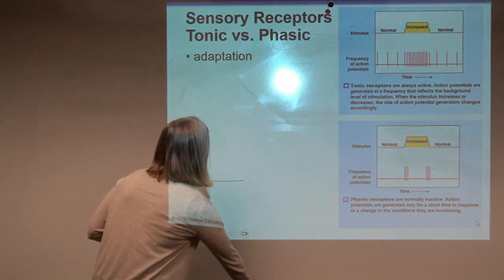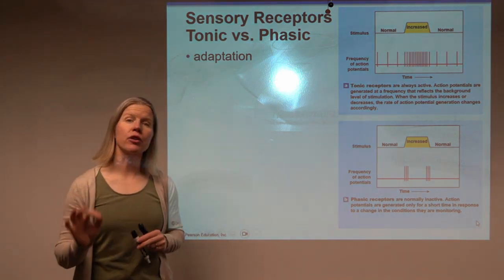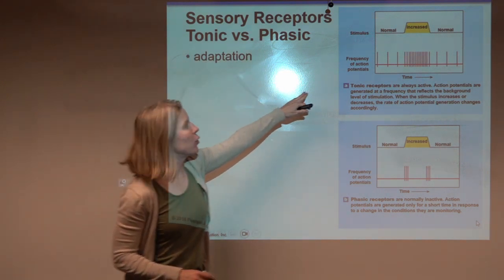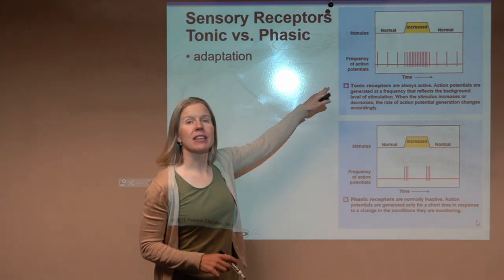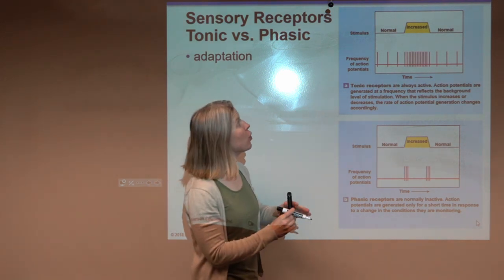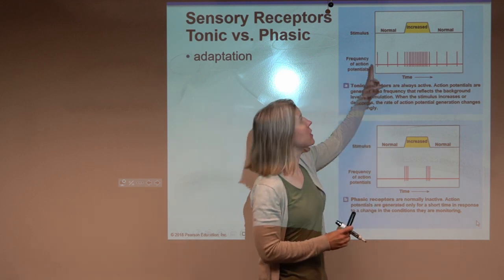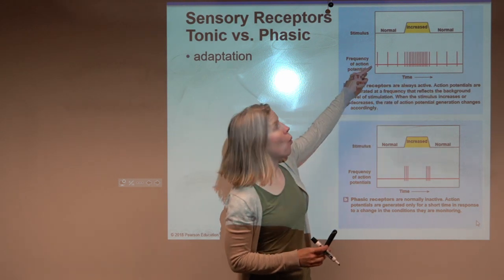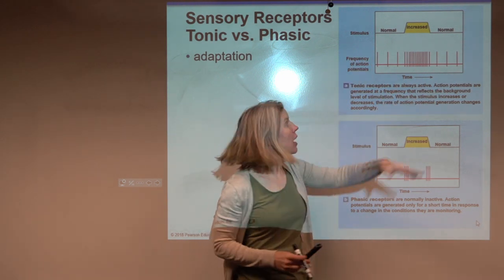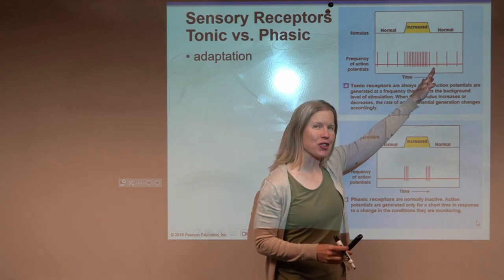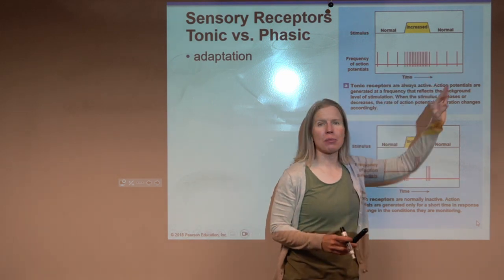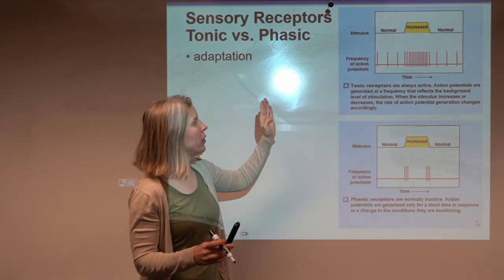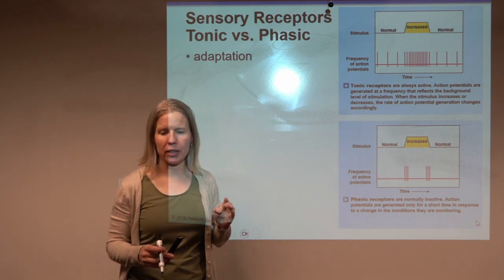Another way to categorize our sensory receptors is tonic versus phasic. And so basically what they're showing us here is that tonic receptors are always active. Notice what happens. Even under normal conditions, they're showing you an action potential coming to the brain. Now, when the situation changes, the frequency of that action potential changes, right? But these receptors are basically always on, right? So even when it's not stimulated, we see an action potential going to the brain.